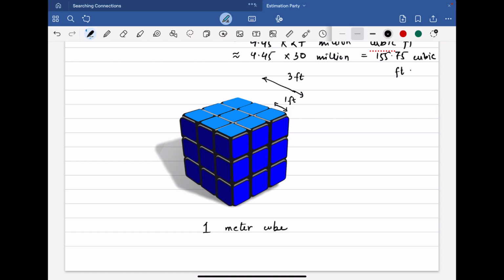And the volume of each of these tiny cubes, so if I just focus on the volume of this tiny cube, that would be 1 cubic foot, because that's the volume of a cube such that each side is 1 foot long. So now if I want to get the conversion between cubic meters and cubic feet, I need to ask how many of these tiny cubes make up or are required to fill up the big cube. And we can easily count. The number is 27.